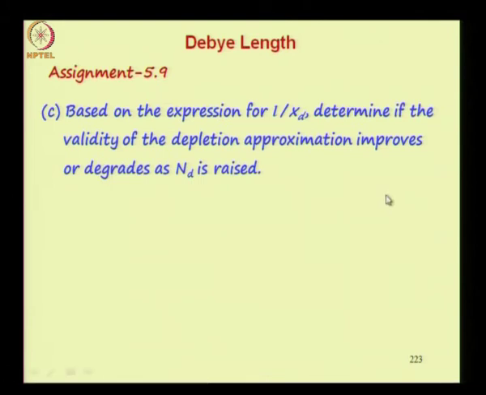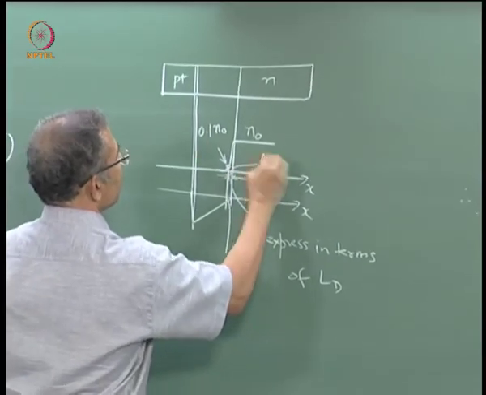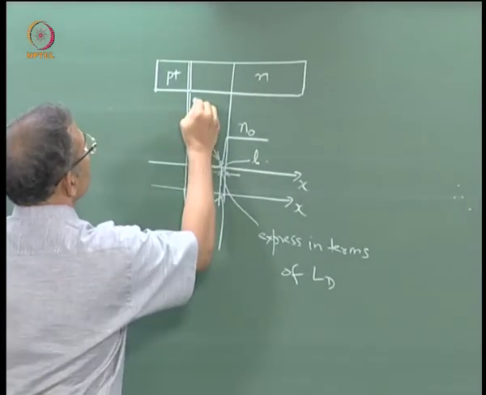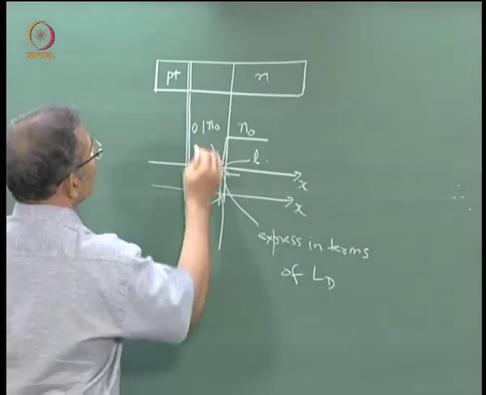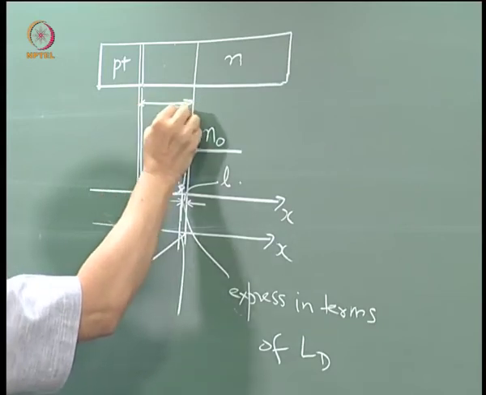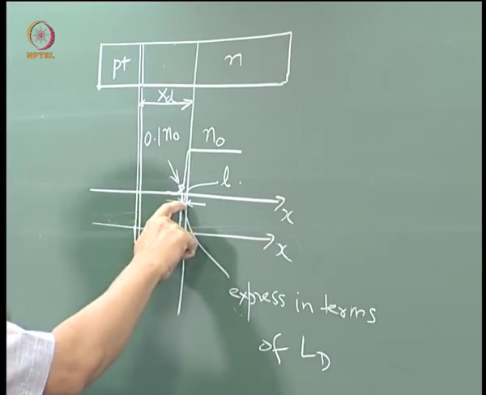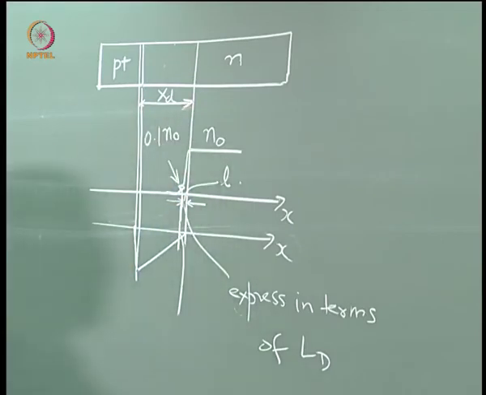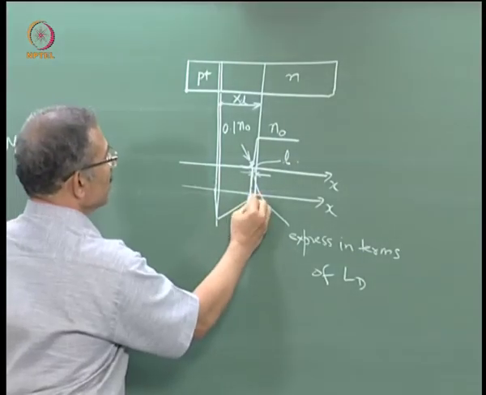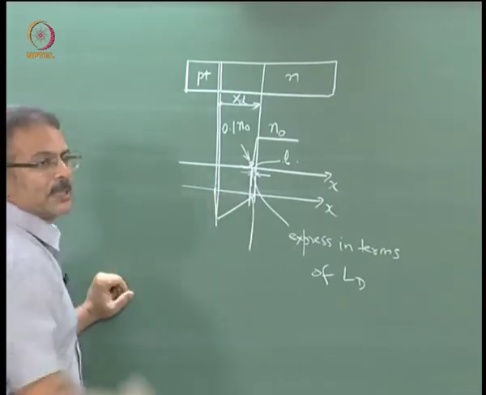Based on the expression for the ratio L by xd, so here we are calling this distance L, and xd is the entire depletion width. However, since the depletion width on the p side is small, you could regard this distance as xd. So we are talking about the ratio of this length L and this length xd, that is related to the area under this triangle to the area under this triangle. You can neglect the area of the small triangular portion here.